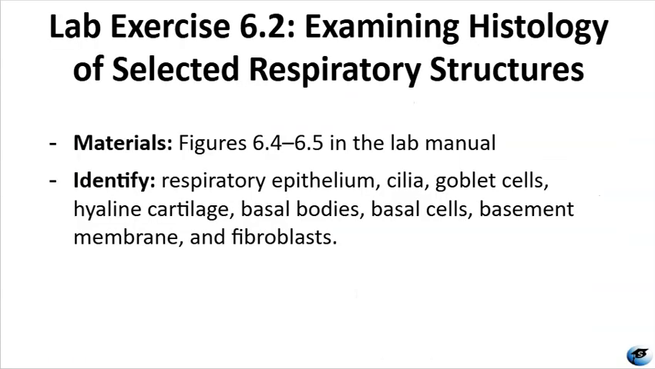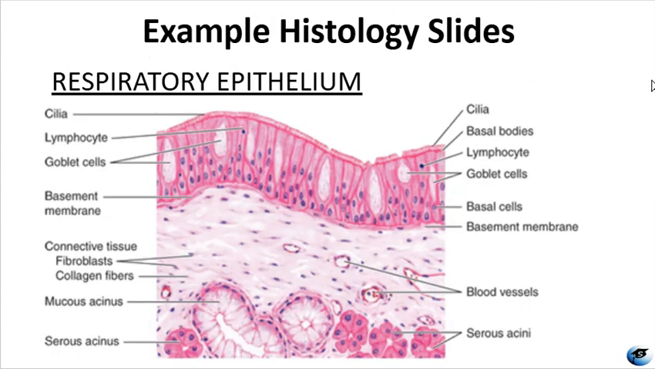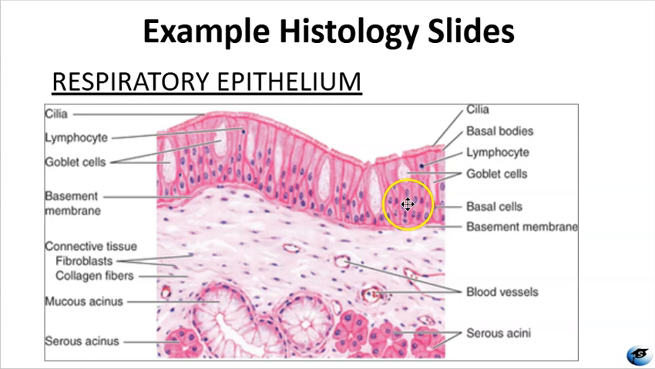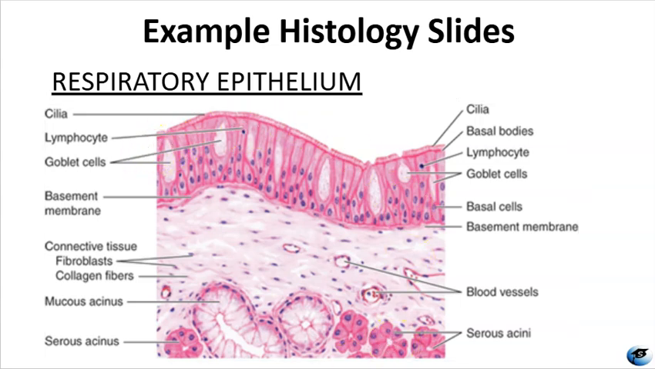For exercise 6.2, you're going to use the histology slides, or for the online students, you'll use images of those slides, and identify the respiratory epithelium, cilia, goblet cells, hyaline cartilage, basal bodies, basal cells, basement membrane, and fibroblasts. Again, some examples here. Your epithelium is going to look like this. This is what lines most of the conducting portion of the respiratory tract. So that's from the nasal cavity through the trachea and the bronchi.